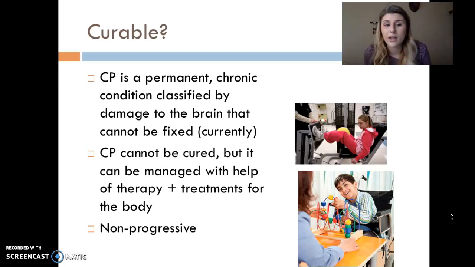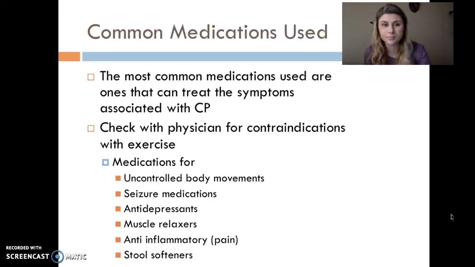So it can't be cured, but it can be managed. It can be managed with therapy, OT, PT, and exercise, and it's non-progressive. So it's not going to necessarily get worse with age, but at the same time, it doesn't really get better, but treatment can help alleviate some of the symptoms.